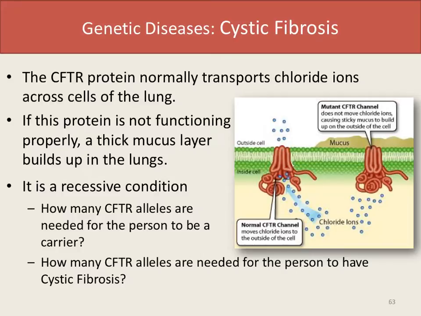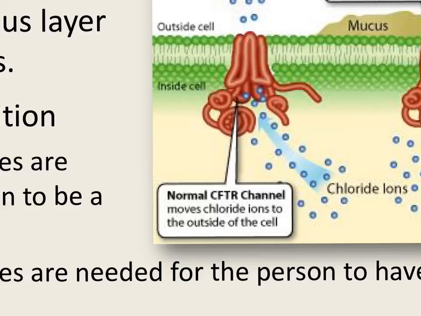So the CFTR protein, the normal protein, actually transports chloride ions across the cells of the lung. Now, we can actually look at that. Here are the chloride ions. Here's the normal CFTR channel, right? And the chloride ions come into the cell.